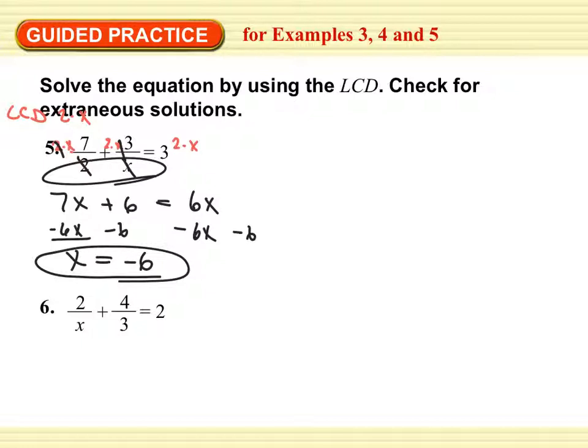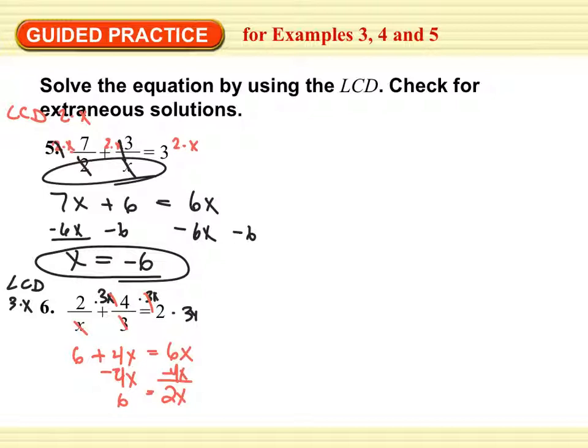All right, my LCD, gosh, I can't spell, that should be an L, a C, and a D. LCD is 3 times x. So I can multiply that by 3x. Multiply that by 3x, and multiply that by 3x. Here, my x's are going to cancel. I've got a 6. My 3's are going to cancel. I have a 4x. And nothing will cancel. I'll get a 6x. Yep, 2x equals 6. Divide both sides by 2. x equals 3.